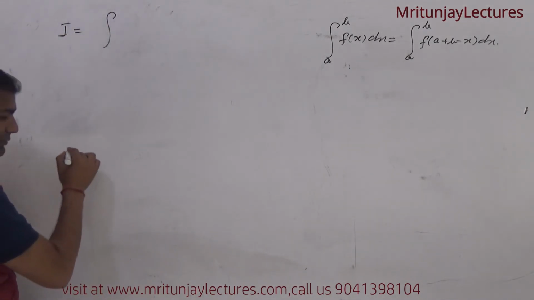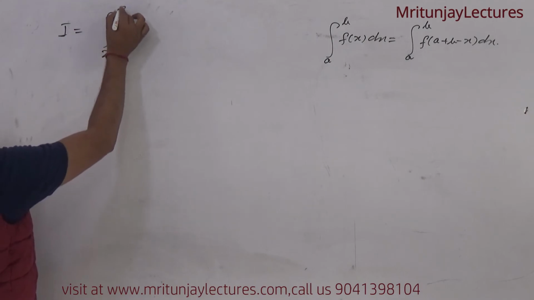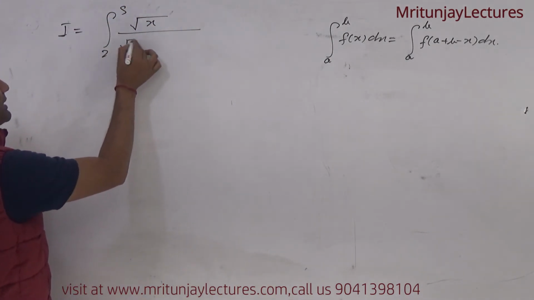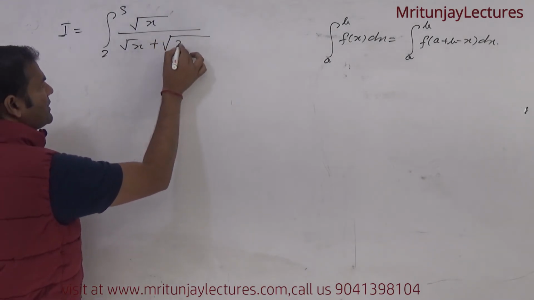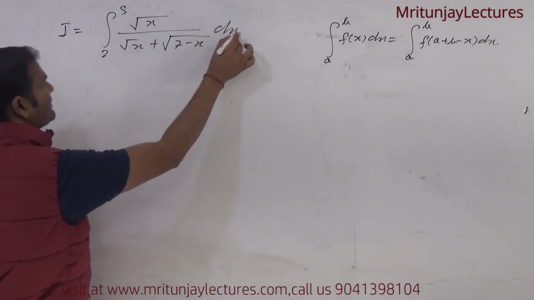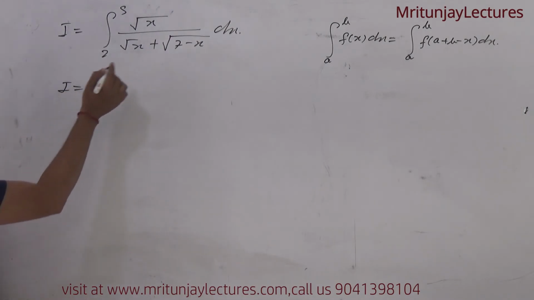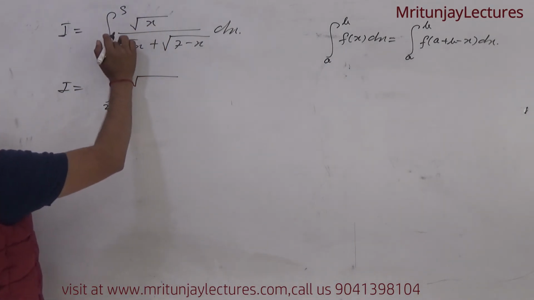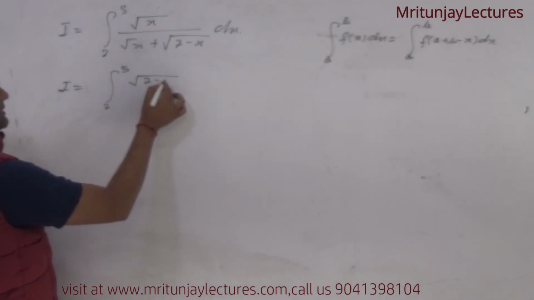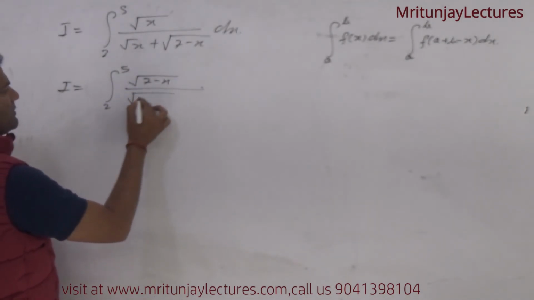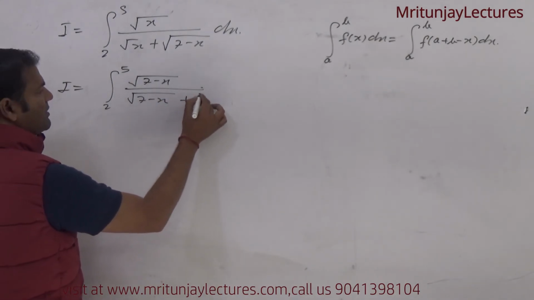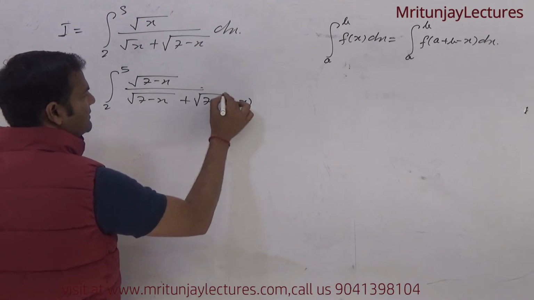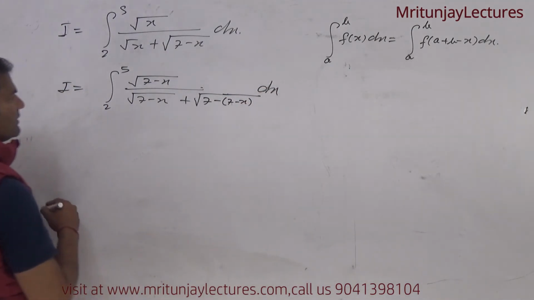Now I will equal the integral from 2 to 5 of root x divided by (root x plus root of 7 minus x) dx. Now apply property number 4. From 2 to 5, root of (5 plus 2 minus x), that is 7 minus x, divided by root of (7 minus x) plus root of x dx.